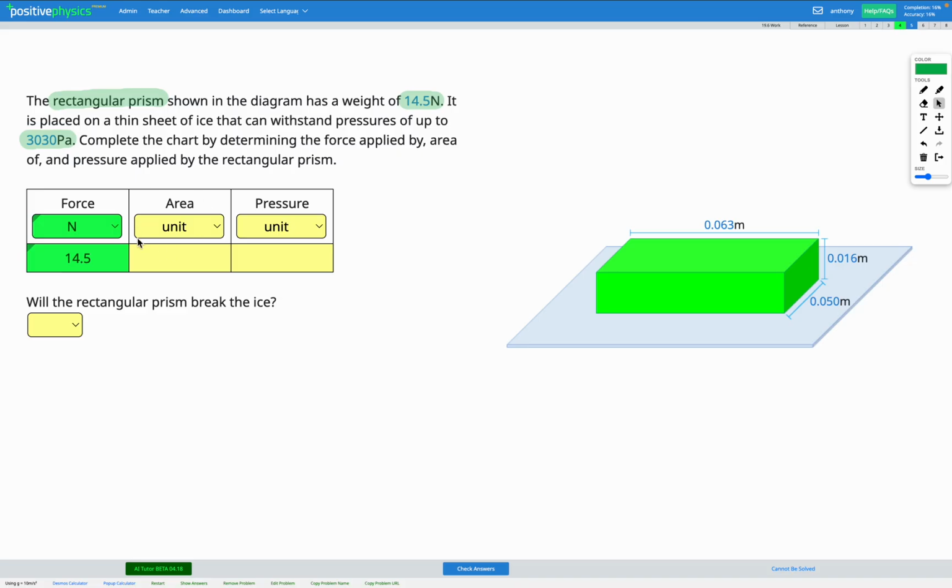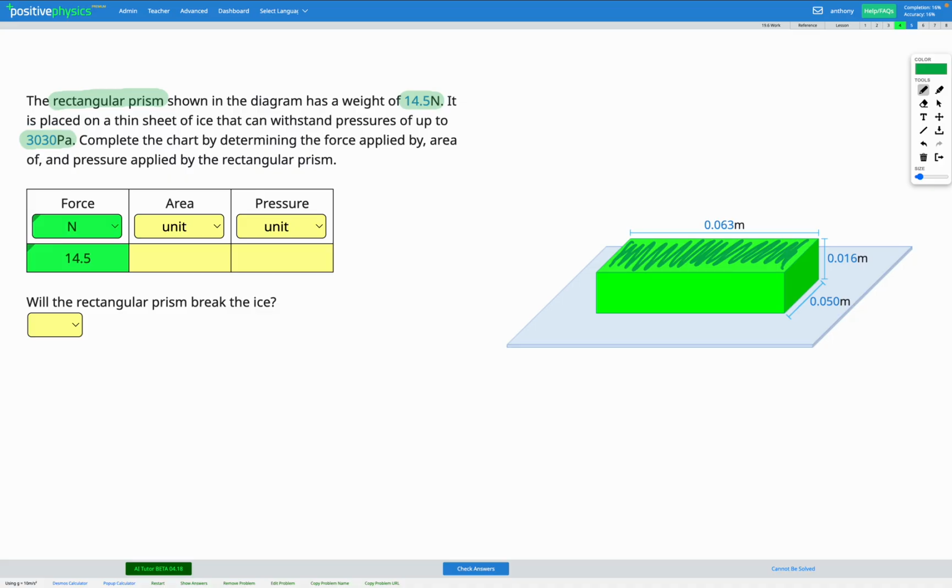Next, our area. Now, we're not told the area in the question. However, we are given a diagram that shows the dimensions of our rectangular prism. And the area that's touching the ice is going to be the same size as this area of our rectangular prism here. So if we can find the area of that rectangle, we can find the area that touches the ice.